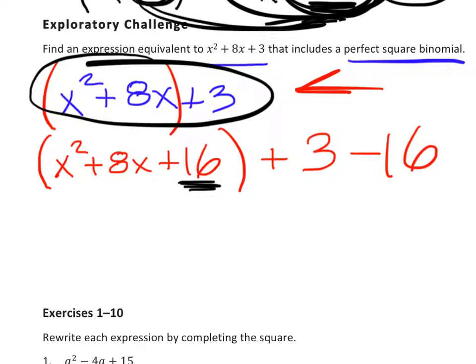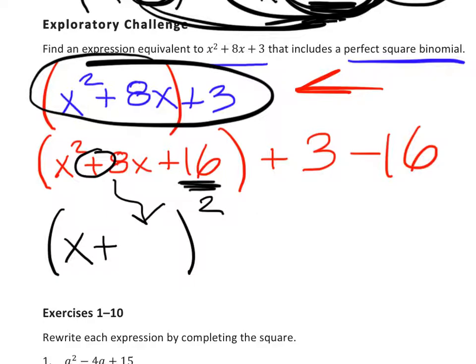The only thing left to do with this is to write it in a perfect square form. I would have x and then what sign? What sign is this? Plus. And what number do I put in here? Where do I get that number from? Remember when we worked backwards?